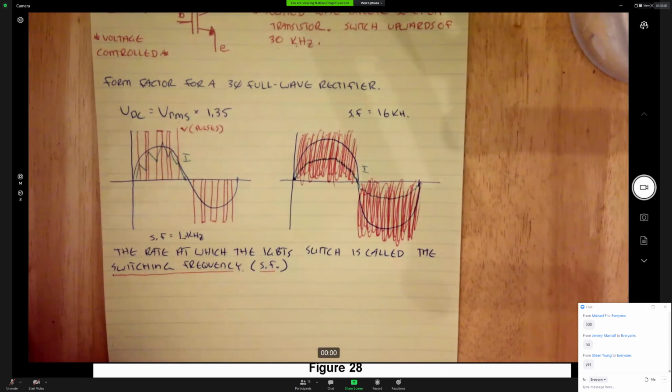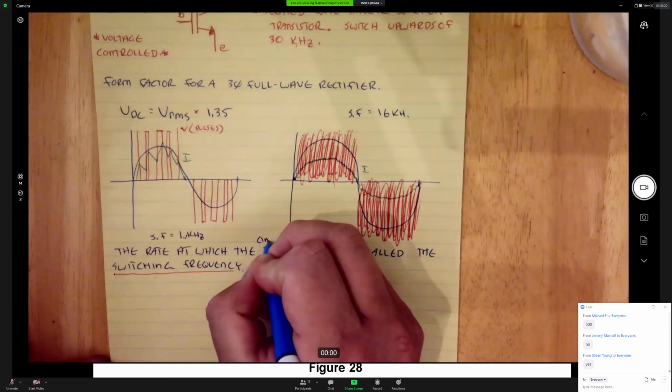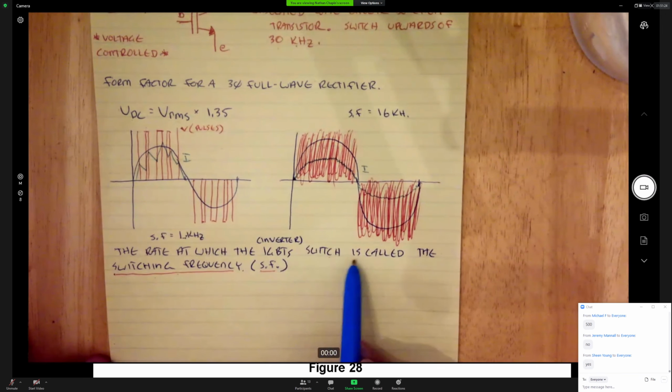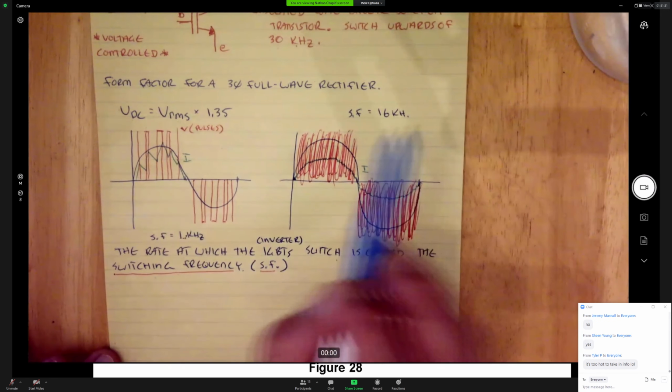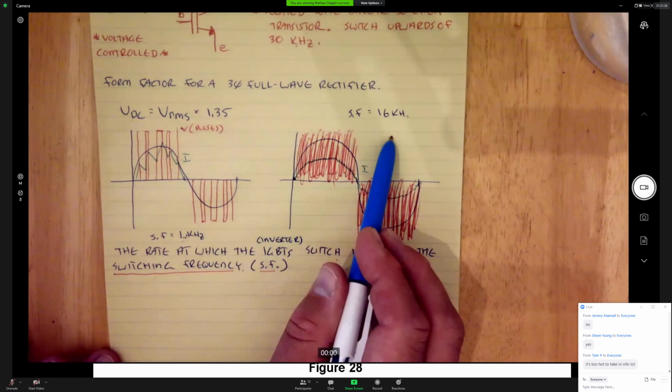Okay. If it's not making sense yet, let it sink in, read through that book and see if it does. But again, switching frequency is the rate at which the IGBTs, or we could say the inverter, because they do make up the inverter portion, switch. So the drive that we're going to be looking at next time has a switching frequency of 2 kilohertz up to 16 kilohertz. So we can control it.